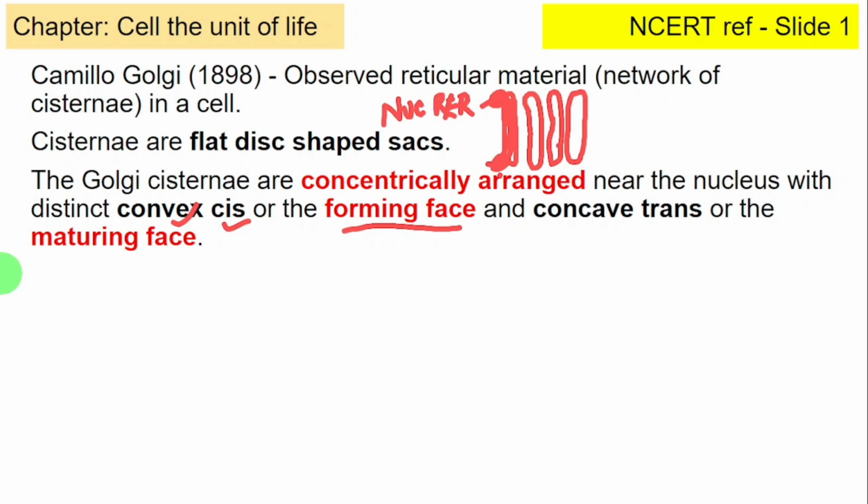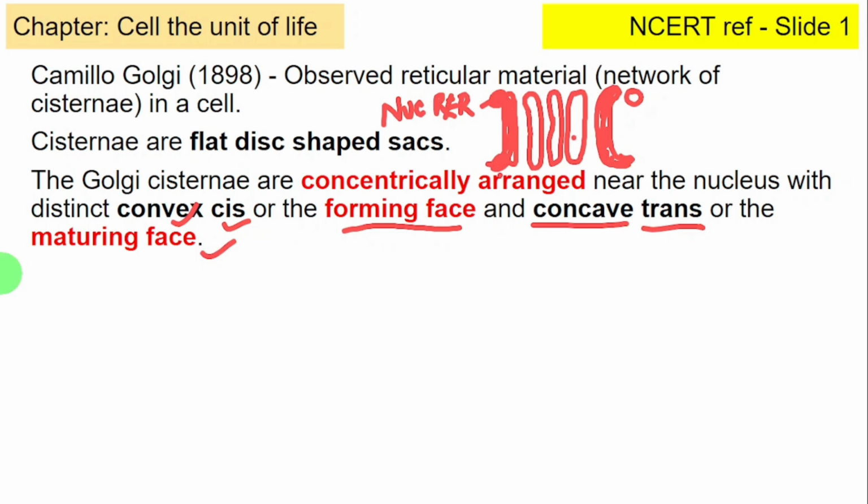Now, this end, after protein modification, like glycosylation, the protein will leave the Golgi apparatus. So, this cisterna will have a vesicle which will pinch out. In the process of pinching out, this end will extend a little bit. And this is the reason it will acquire a concave shape. So the trans phase is concave in shape, and this is called the maturing phase of Golgi.